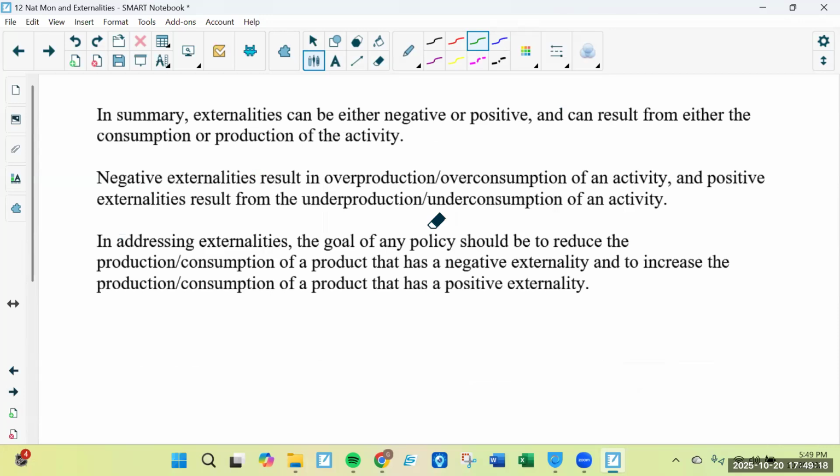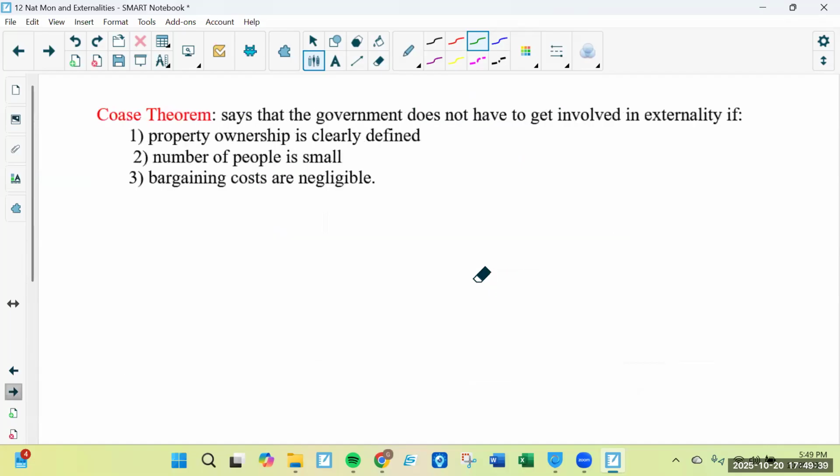All right. In summary, externalities can be either negative or positive, they can be because of production, and they can be because of consumption. The goal is to address the externality and eliminate either the negative externality by getting less of the product, or the positive externality by getting more of the product. And that's the idea behind externalities.